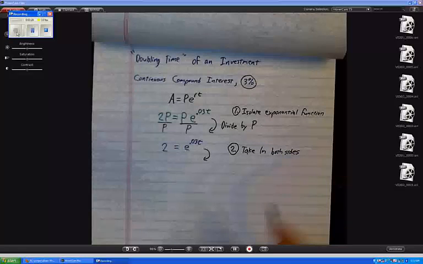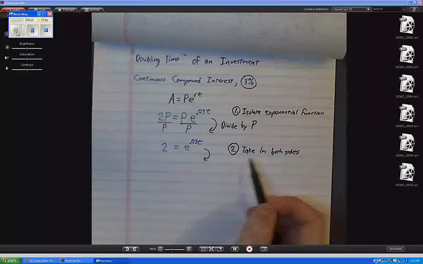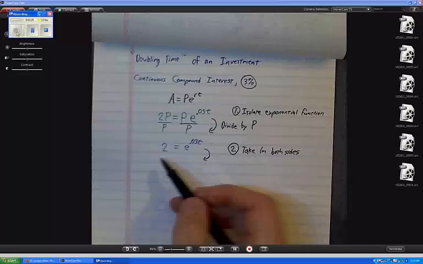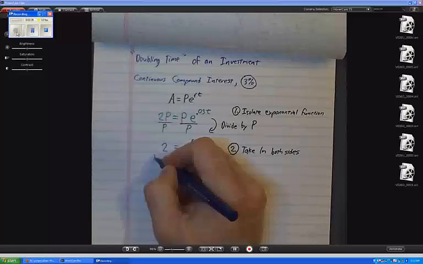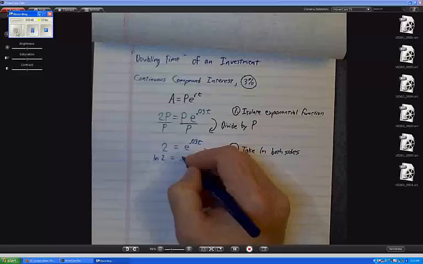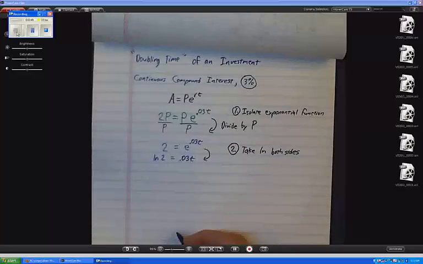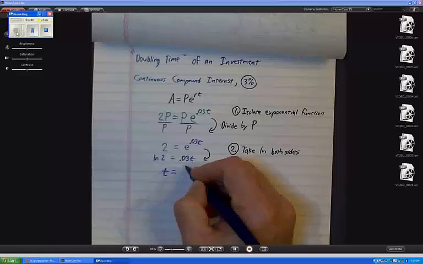So I think we're really starting to get the hang of the idea of these equations. Natural log undoes an exponential. Exponential undoes a natural log. So let's see what we get now. We get natural log of 2 is equal to, well, I guess it would just be 0.03t. Okay? And so t is going to be the natural log of 2 divided by 0.03.